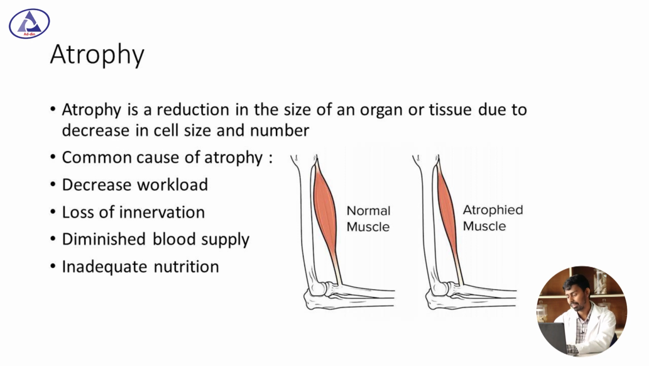Mechanism of atrophy: how does atrophy occur? Atrophy occurs by decreased protein synthesis and increased protein breakdown. There are several mechanisms for decreased protein synthesis and increased protein breakdown.